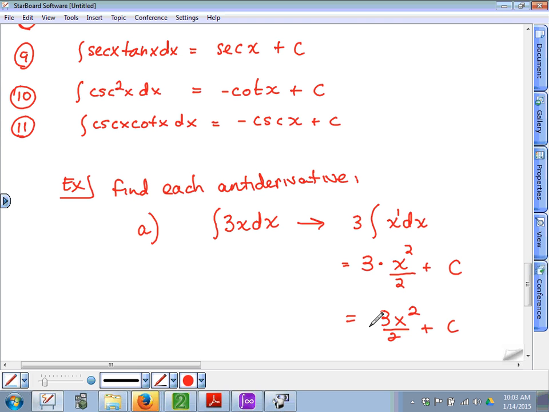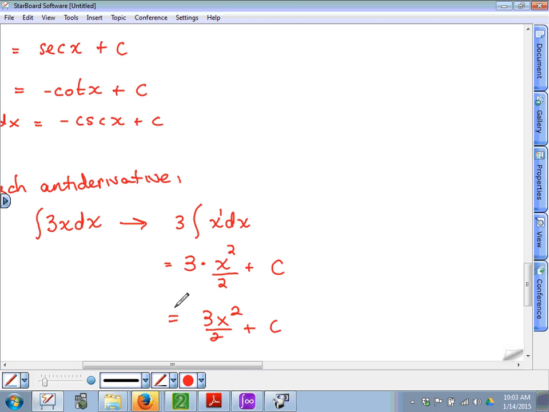Not that they would probably ask you to do this on your homework, but just because we're barely learning this, how do we verify this? Exactly. What if we took this now, 3x squared over 2 plus c, and took a derivative with respect to x? What would we expect to get? Yeah. We should get 3x. Do we get 3x? Yep.